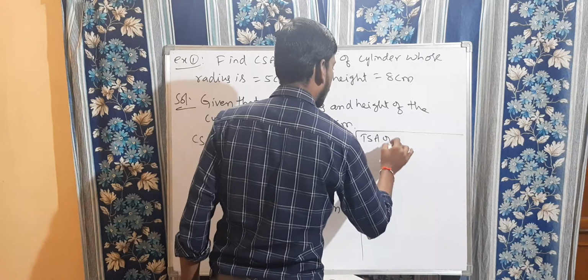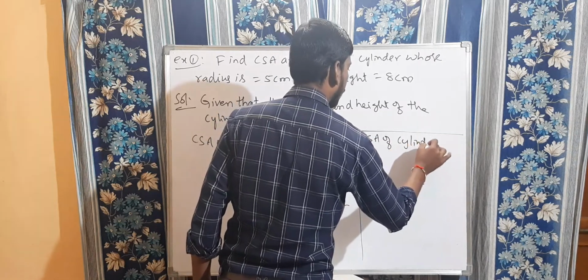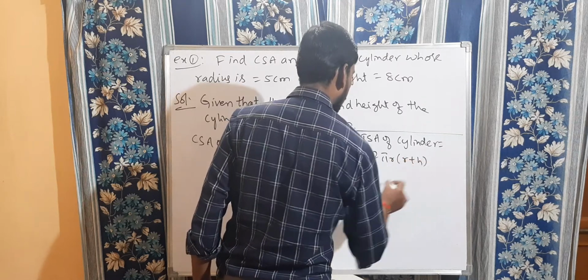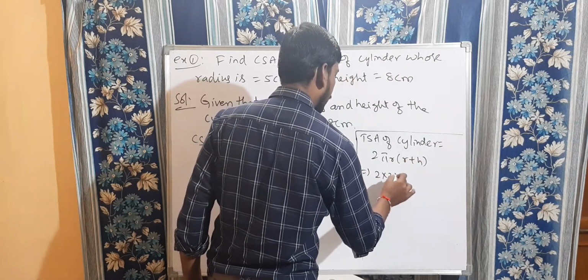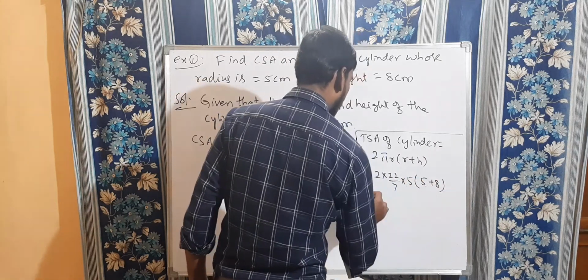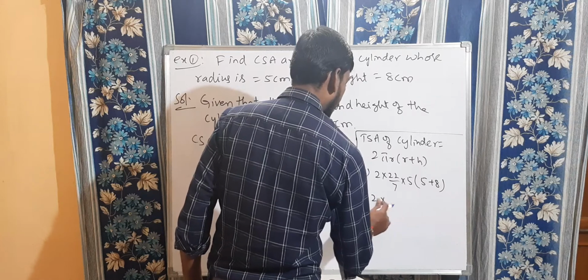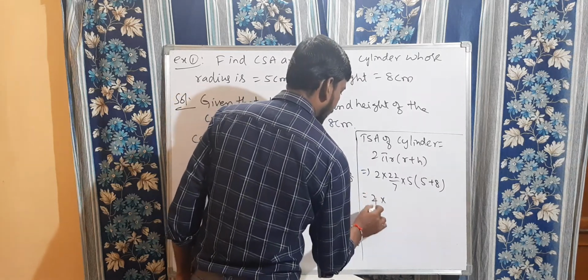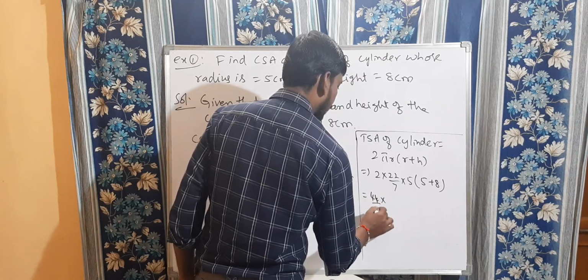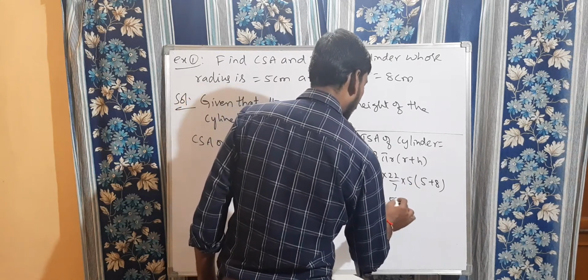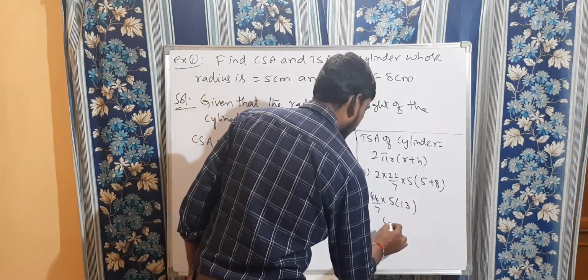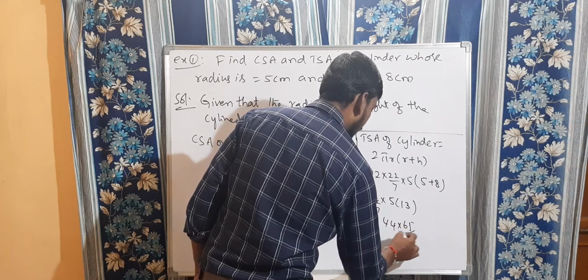TSA of cylinder is equal to 2 pi r into r plus h. What is 2 pi r? 2 into 22 by 7 into 5 plus 8. Now which is nothing but 2 into 22, that is 44. Okay, 44 by 7 into 5 into 13. Now 5 13s are 65. 44 into 65 by 7.